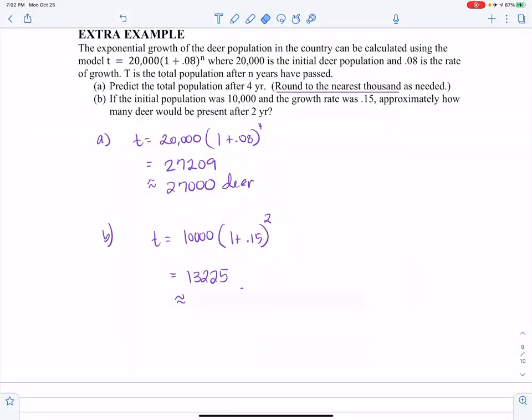So we'll throw that into the calculator. And once again, we were asked to round to the nearest thousand. So the answer that we would enter into our system is going to be 13,000 deer approximately. All right, that takes care then of all of the videos that we have for section 4.2.